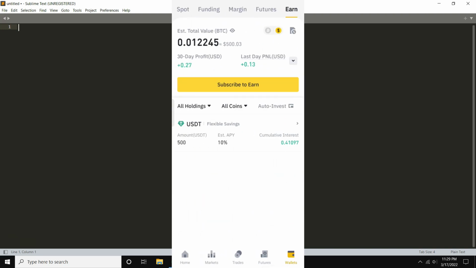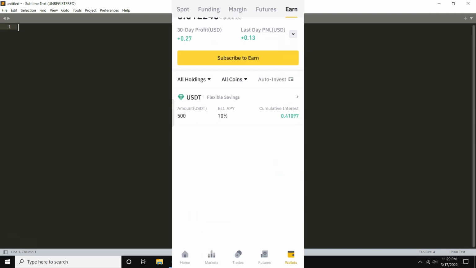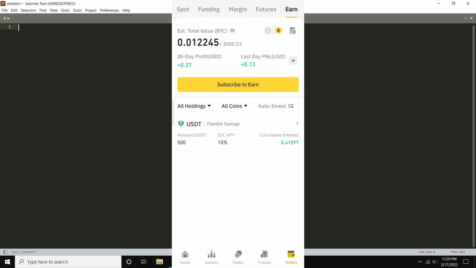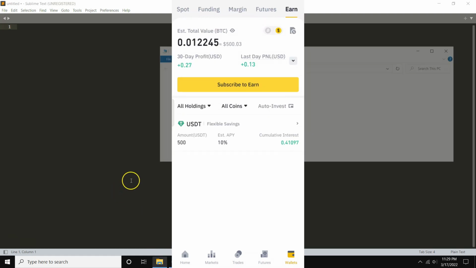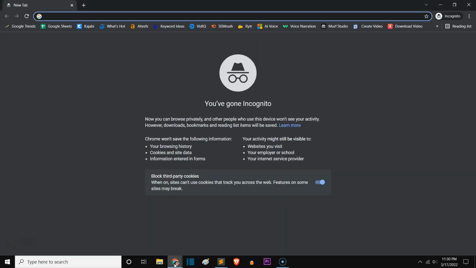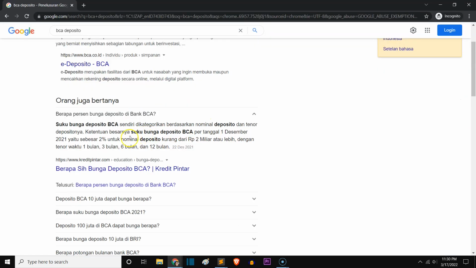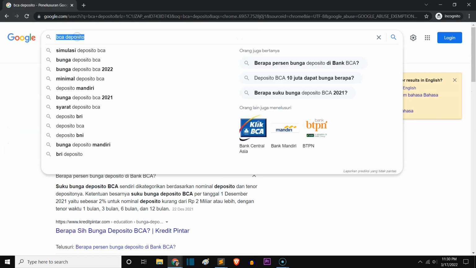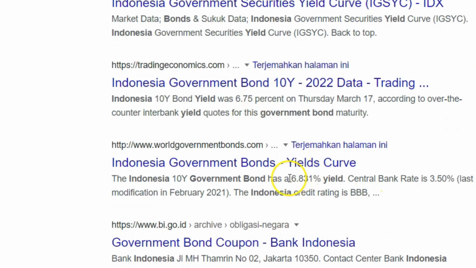Now you will see right here, I already put $500 a few days ago, and I already made 0.41. Now 10% a year, guys. Think about it. How much does your bank pay in your country? Okay, for me in Indonesia, you can see it is around 2% a year for a savings account, or in bonds, you can see in Indonesia the bond yield is around 6-7%.